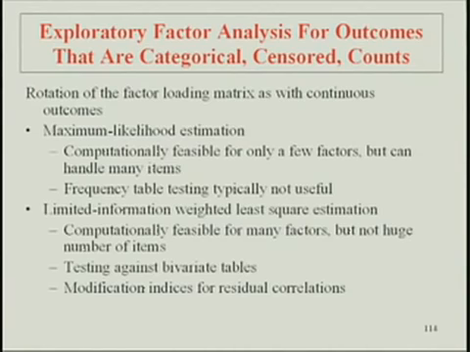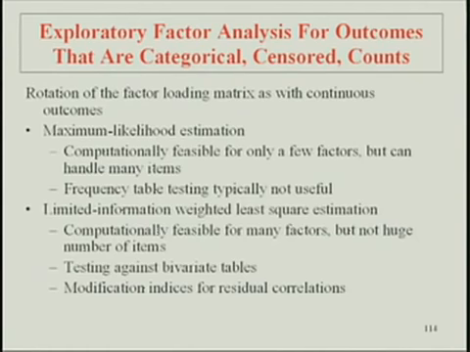And you can have any combinations of such variables in your data. I should have mentioned that one of the combinations can be continuous. A typical, common combination, I would say, is categorical items together with continuous ones. And you can do exploratory factor analysis with rotation of the factor loading matrix, just as with continuous outcomes, using either maximum likelihood estimation or limited information least squares estimation.